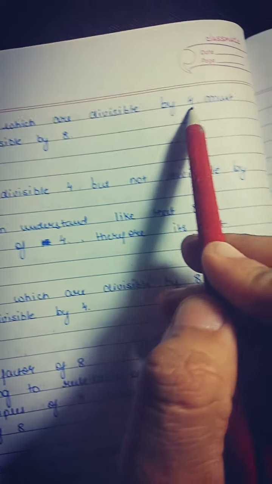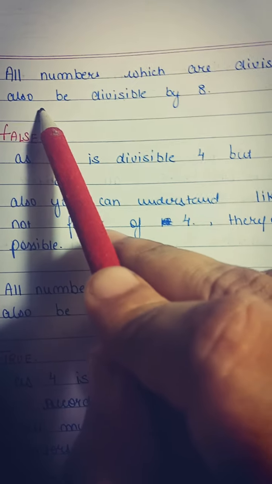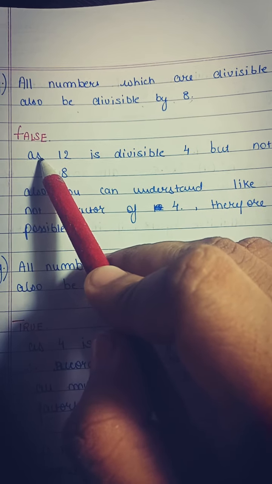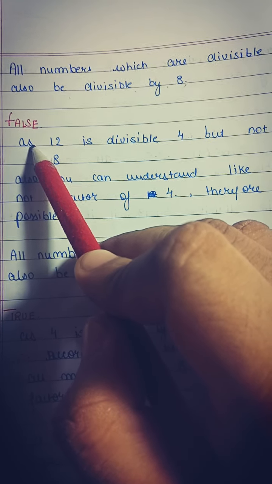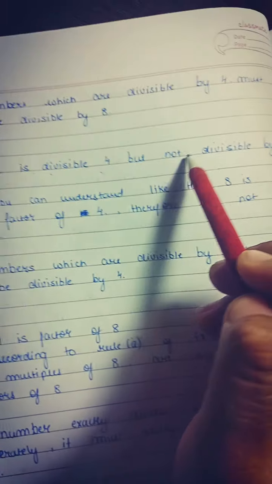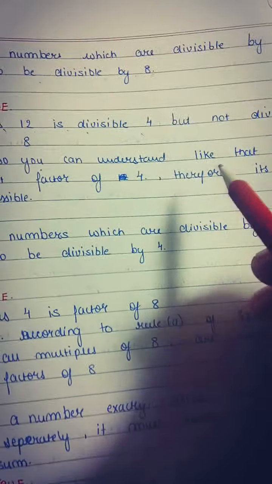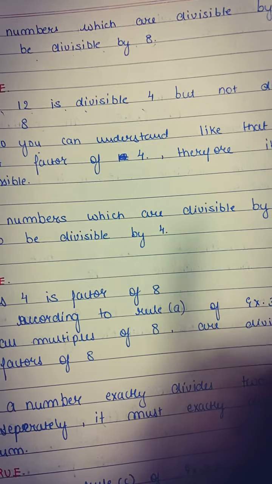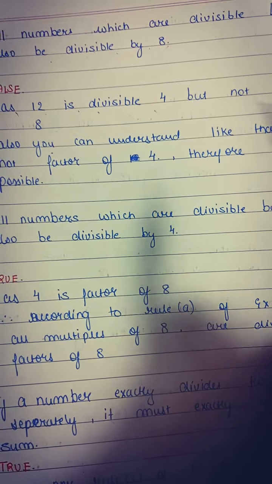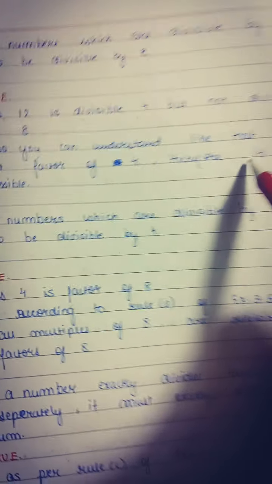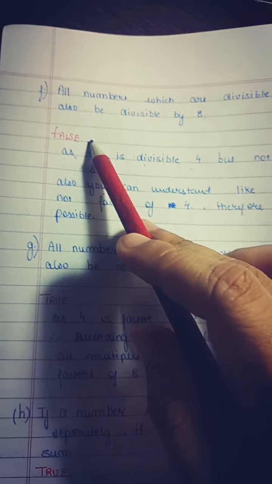All numbers which are divisible by 4 must also be divisible by 8. No, it is false, because as per the reference of an example, 12 is divisible by 4, but 12 is not divisible by 8. Or you can also say that 8 is not a factor of 4. Only factors can divide the multiples of a particular number, and because 8 is not a factor of 4, this condition is not possible, so it is false.